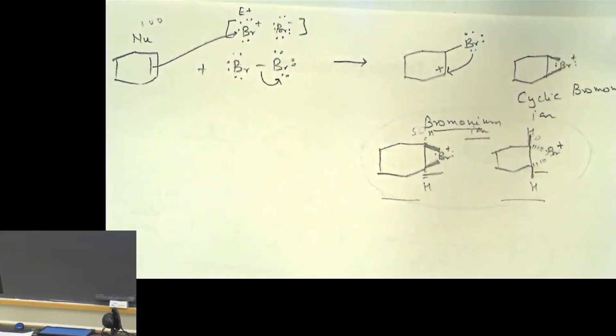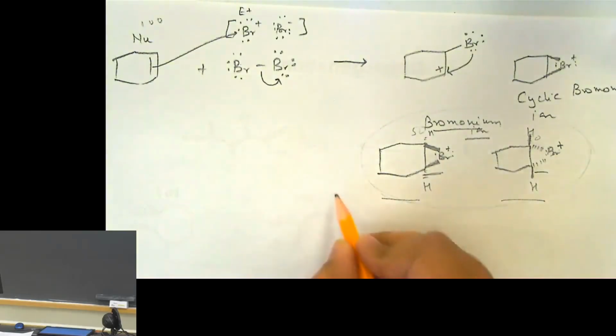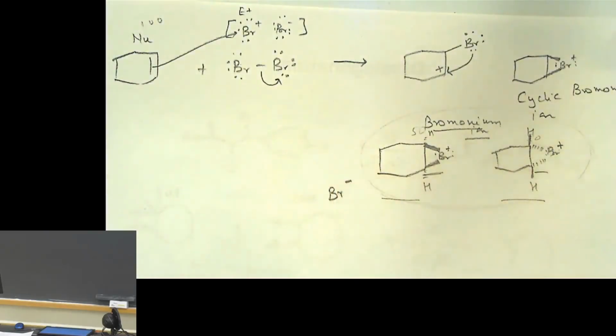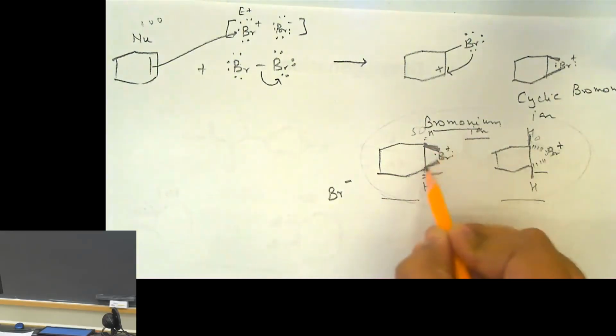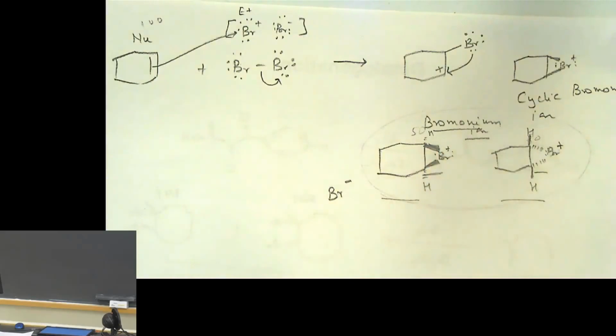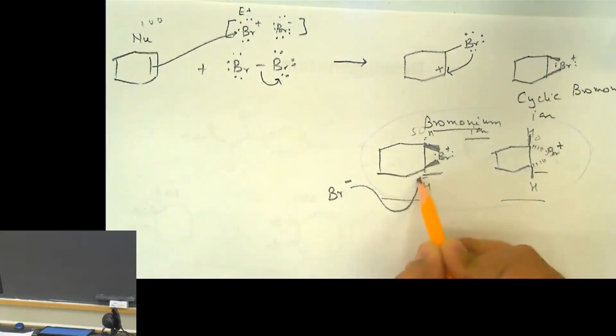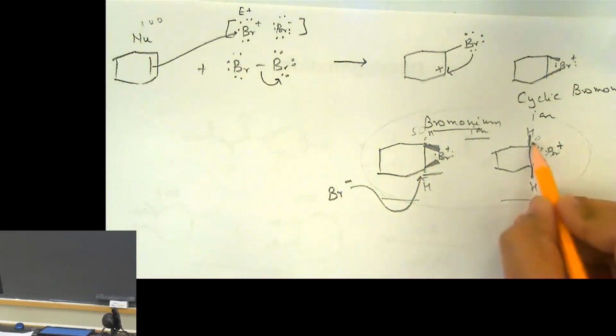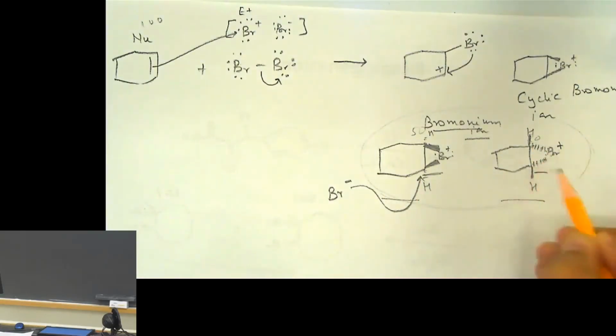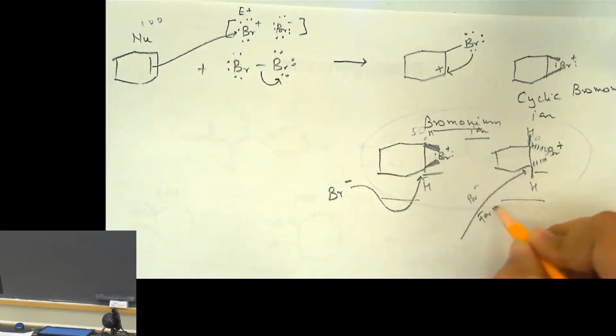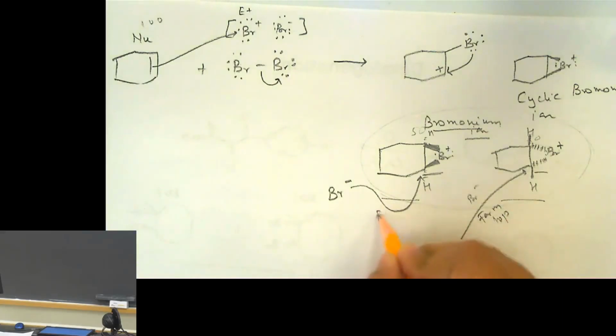Okay. Now once this is formed, you also have Br minus floating around. Right. Now the Br minus will attack from the opposite side of the ring. So this bromonium ion, the Br plus ring is on the top, so the Br minus will come at the bottom. For this bromonium ion, the Br plus ring is at the bottom, so from the top, the Br minus will come.